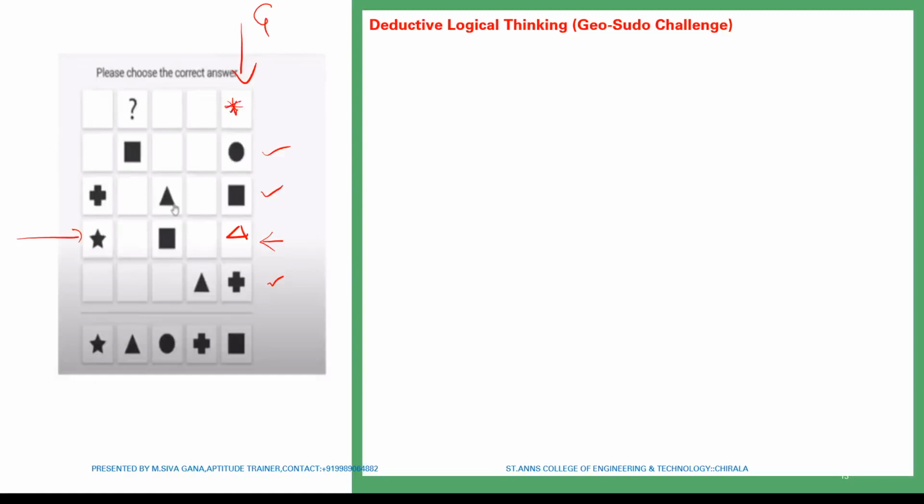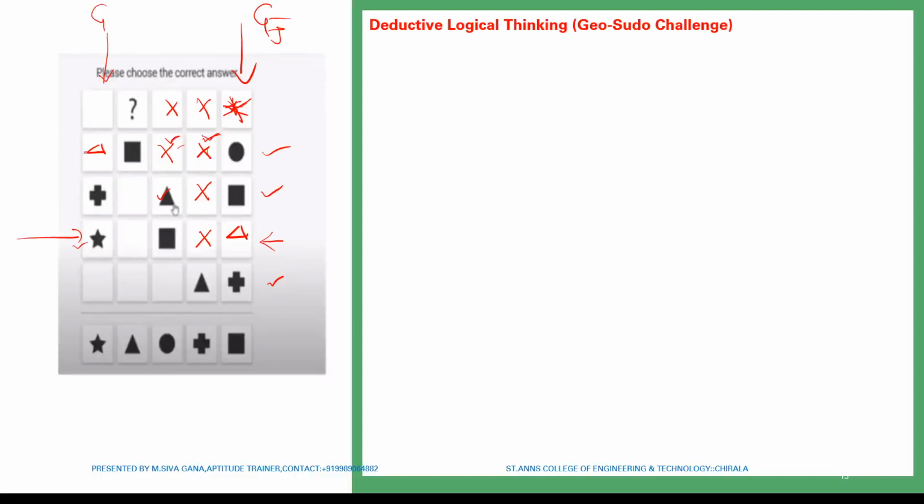Now see, as delta is present here, here delta is not possible. Here also delta is not possible. Here also, and here also delta is not possible. Delta is not possible, and this is star. Now concentrate on this column. This is a star and this is plus. Here delta is not possible, here delta is not possible, so here must be delta.